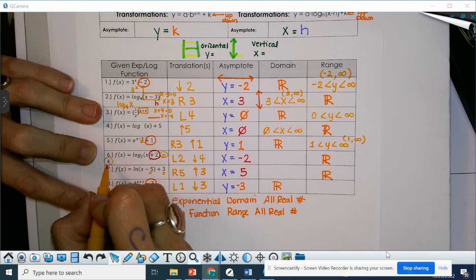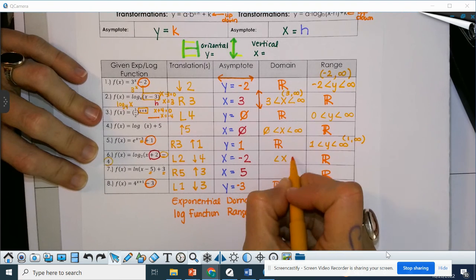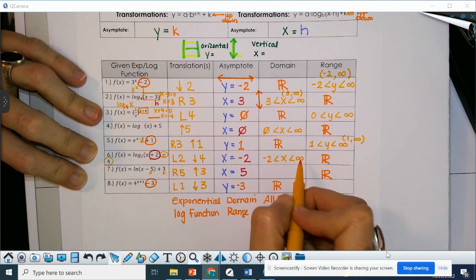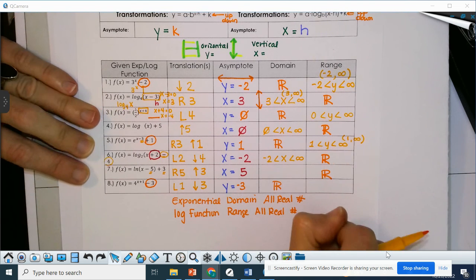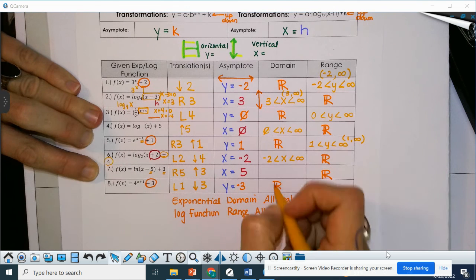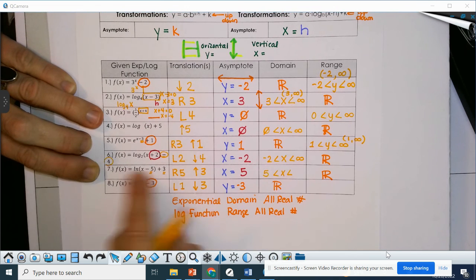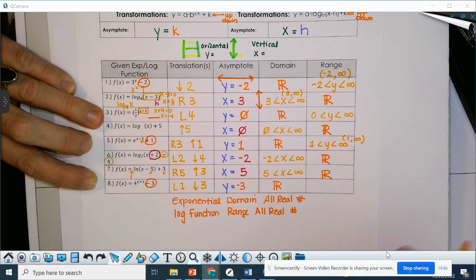And then log again, so we're going to look at our domain, so that's our x. Negative 2, it's a positive function, so it's going to go to positive infinity. If it was a negative function, that negative infinity would go over here, and negative 2 would be its top boundary. So looking at this guy, x equals 5. Again, we're going to do x. It's going to be positive 5. It's a positive function because of that a value in the front, so it's going to go to positive infinity.